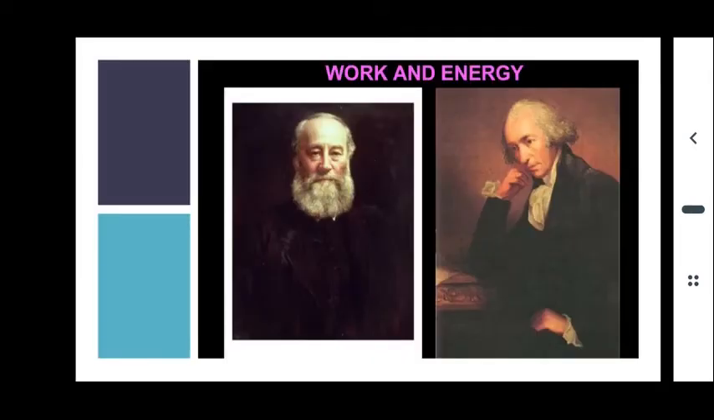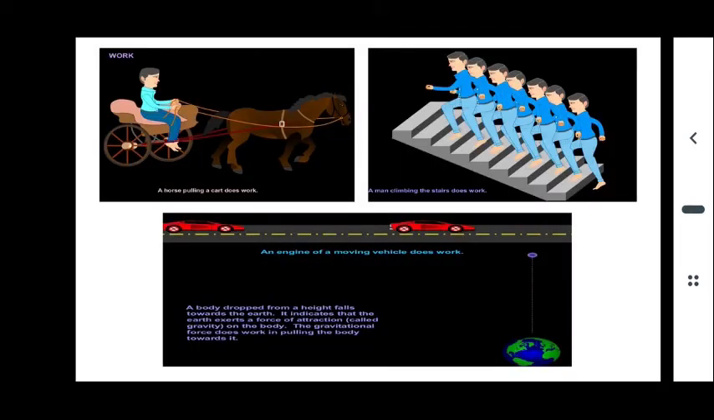Let us see these examples given here. A horse pulling a cart will do work. A man climbing the stairs is said to do work. An engine of a moving vehicle is also said to do some work. An object which is thrown up from the earth tries to come back and fall on the earth because of the gravitational force. Then also we call that the work is done.